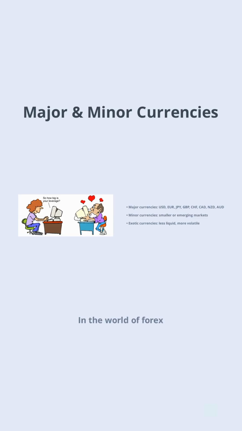In the world of Forex, currencies are grouped into majors, minors, and exotics. Major currencies are the most traded and come from countries with large, stable economies. Think of the US dollar, euro, yen, and a few others. These are called the majors. They're highly liquid and widely accepted.